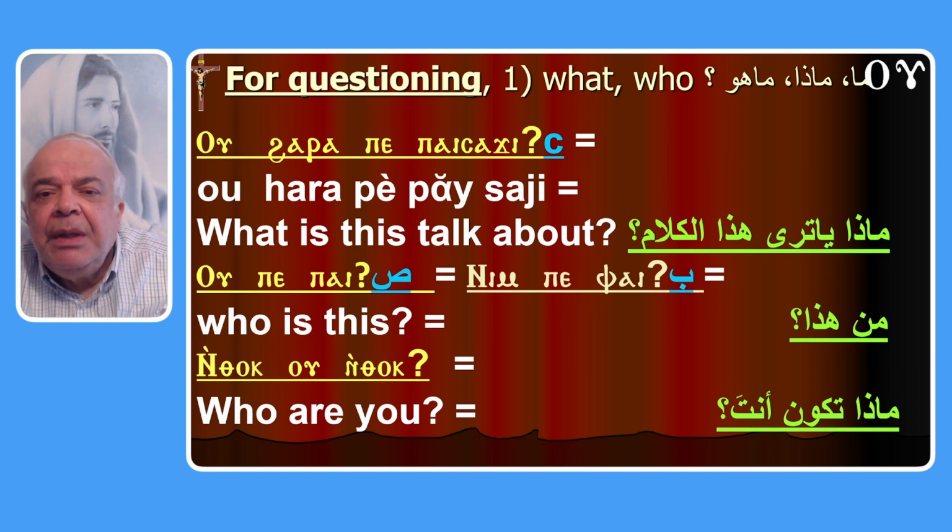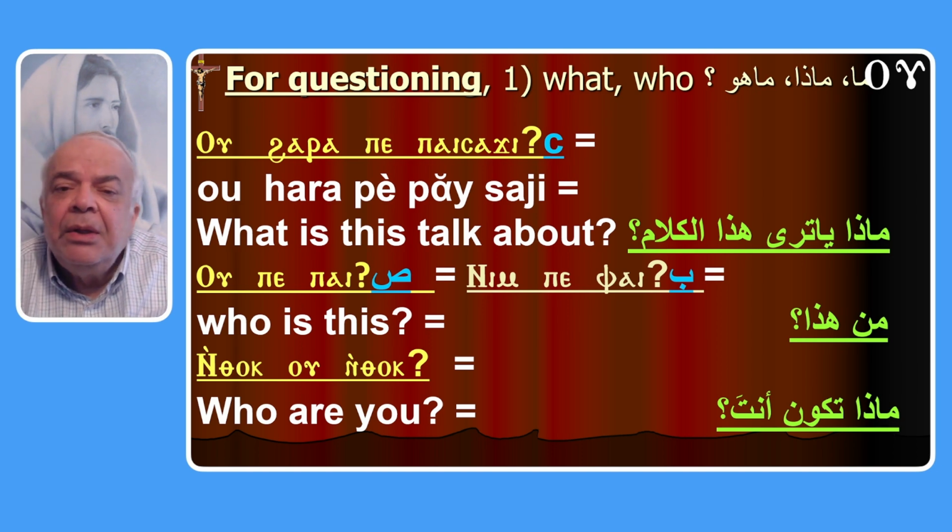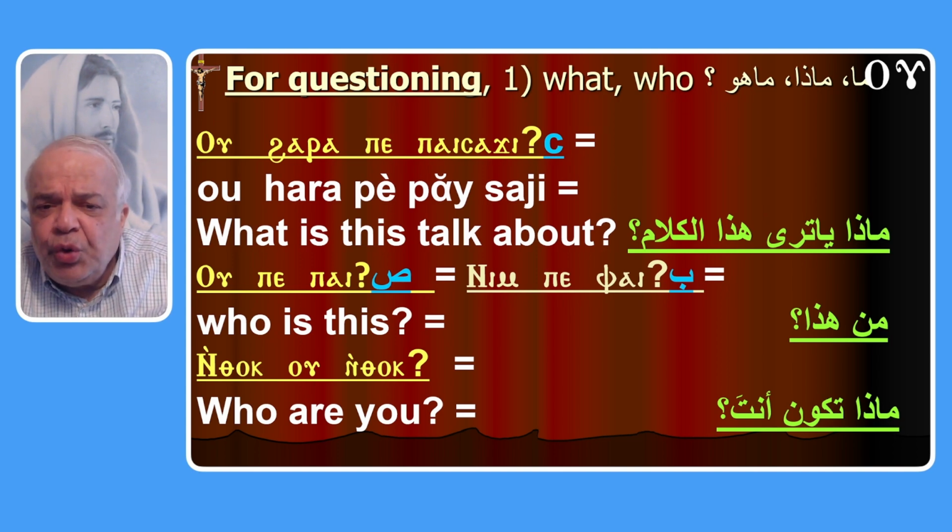If the word after becomes feminine, then I say tai, with the T, instead of the P. If it is plural, then I will say nai, instead of the P. So here, pai, saji. Saji means talk or words or some discussion, etc.